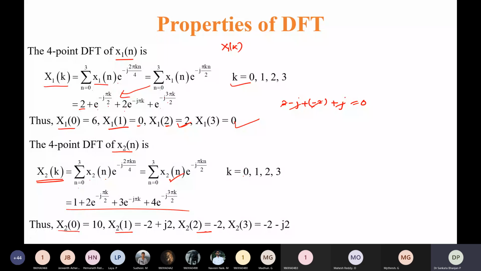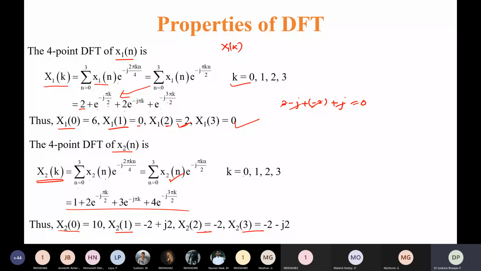That we have already calculated for 1 2 3 4: 10, minus 2 plus 2j, minus 2, minus 2 minus 2j. This is the DFT of the x2 of n sequence. Now, what is the property? You have to take the product. Individually you have to multiply.